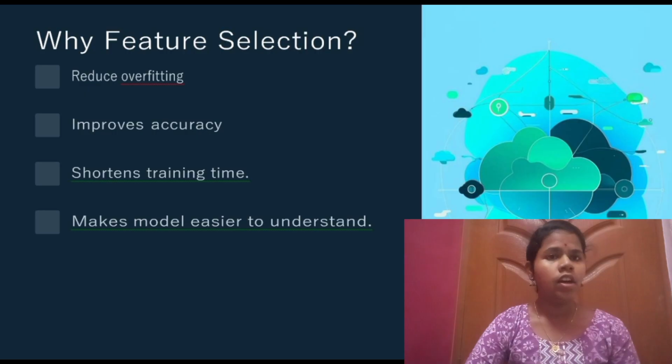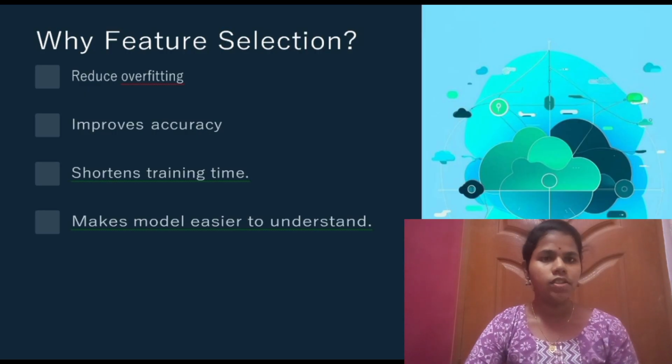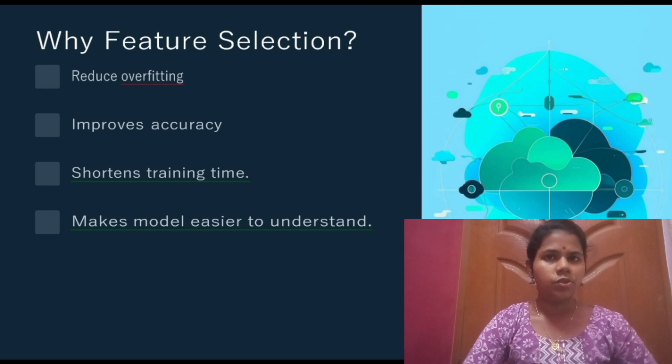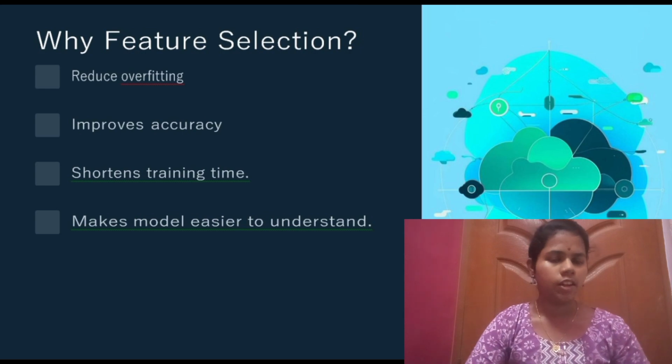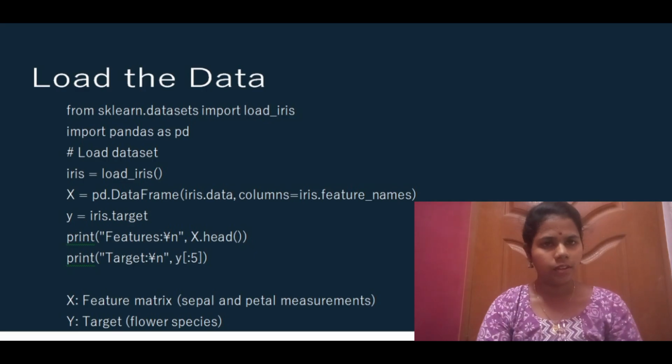Why do we need it? Imagine you are cooking. You don't need all the ingredients in your kitchen, just the right ones for your recipe. Similarly, in machine learning, too many features confuse the model, increase computation time, and lower performance. So we need feature selection to reduce overfitting and improve accuracy. To learn more about feature selection, let's go into code.